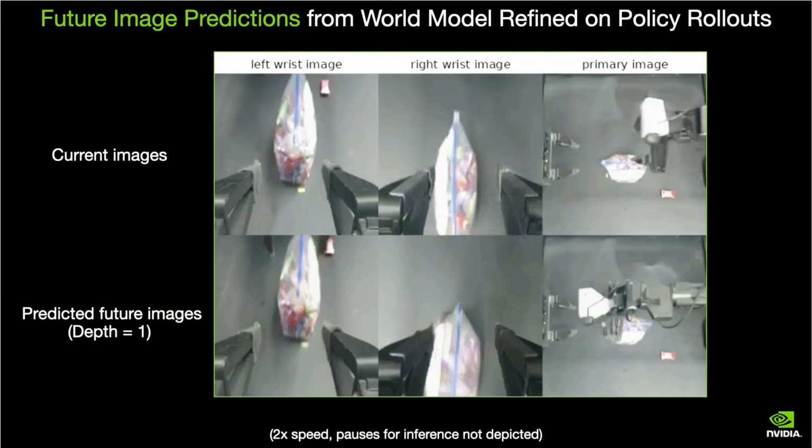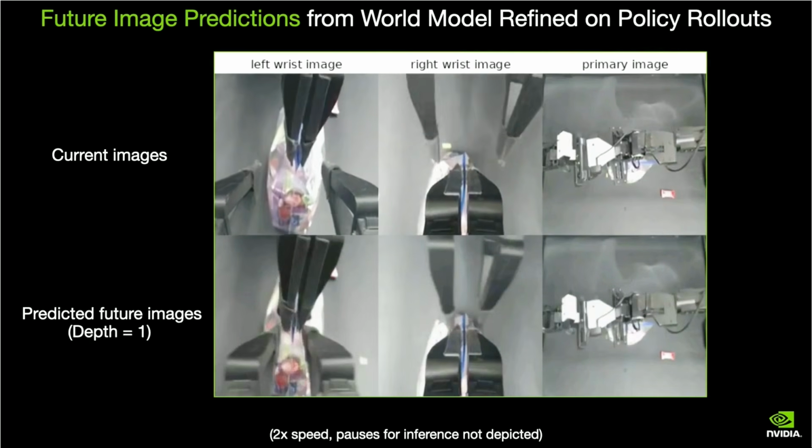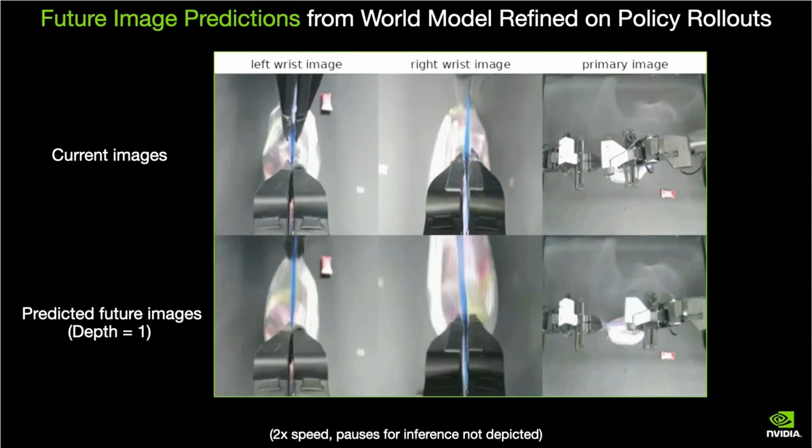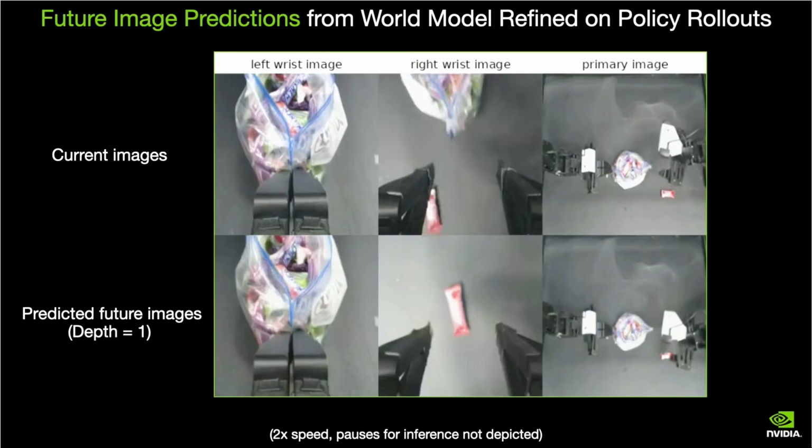Here we show the futures that the world model predicts during a rollout after we refine the world model using policy rollouts. We observe that the actual futures tend to follow the predicted futures throughout the episode.